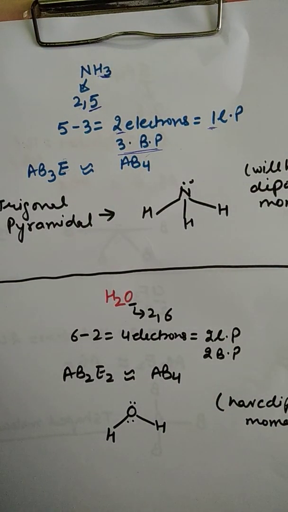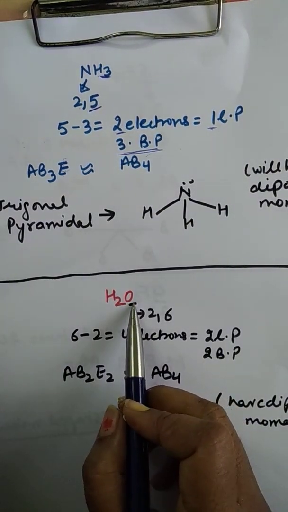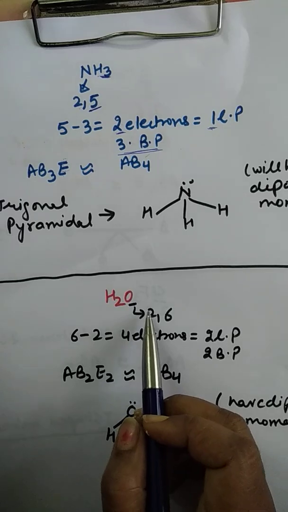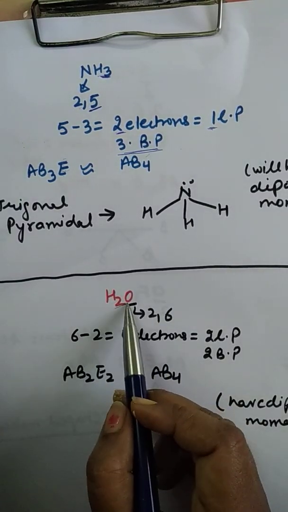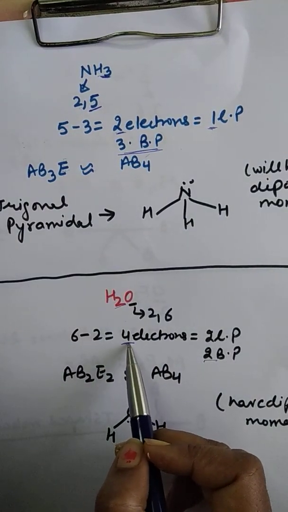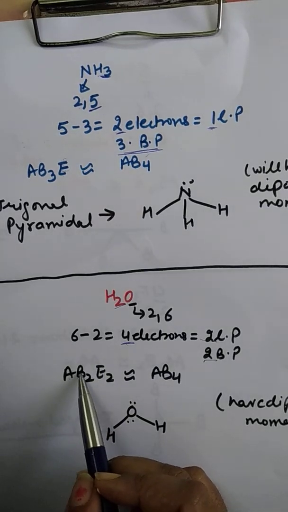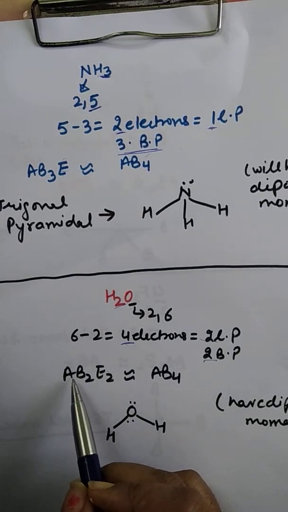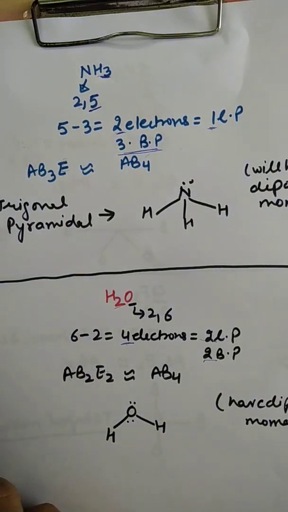Okay, next molecule we are going to try is water. Central atom oxygen, electronic configuration 2 and 6. 2 electrons shared with hydrogen, so 2 bond pairs, and 4 electrons are left. 4 electrons means 2 lone pairs. I can write it like AB2E2. Again 2 plus 2, 4. It also should be tetrahedral.